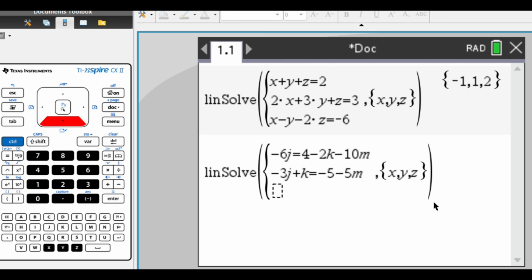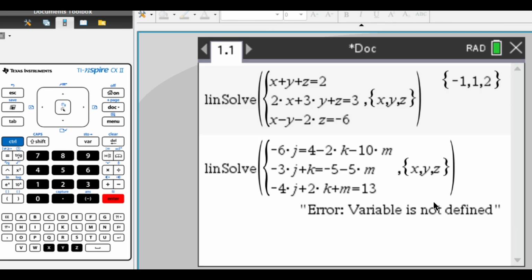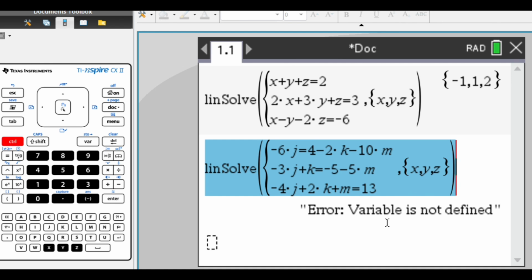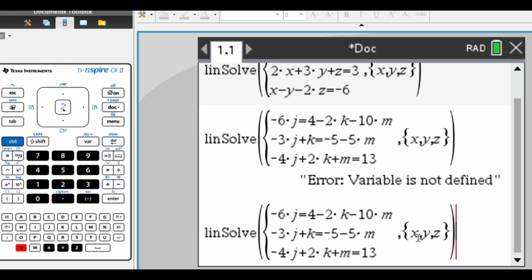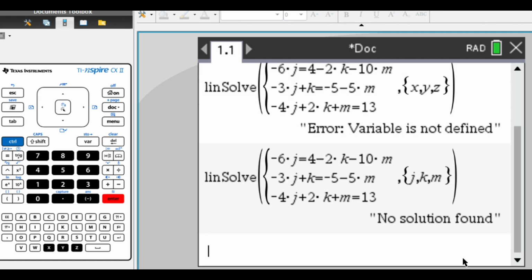The thing is, if you don't tell the calculator that you're using JKM, it's going to give you an error. So either whenever you put in the 3 equations, you can declare that you're using JKM, or whenever you put in the equations, you can declare right then and there that you're using JKM, and then click enter. And for this problem, we have no solution because there is no solution for this system.